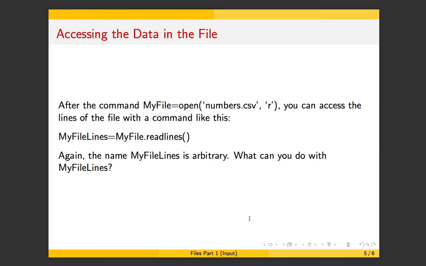After you've opened the file, you can access individual lines of the file with a command like this. So assuming the file object is called myfile, you can then save all of the lines in another object. And again, I should say that names are arbitrary. You don't have to call it myfile lines. It's just a descriptive name.